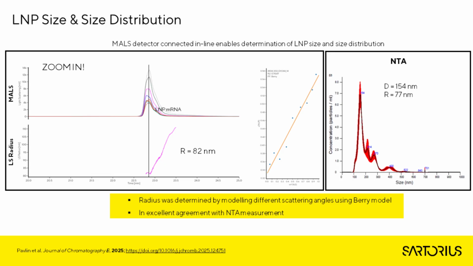But we can also see that we have some separation of the particles by size using this OH column. When we move to the right of the elution peak, the size of the particles flowing through the detector is bigger. The particles are getting bigger, and this is nicely confirmed by NTA analysis, where we can see a population of particles with a size bigger than 77 nanometers.